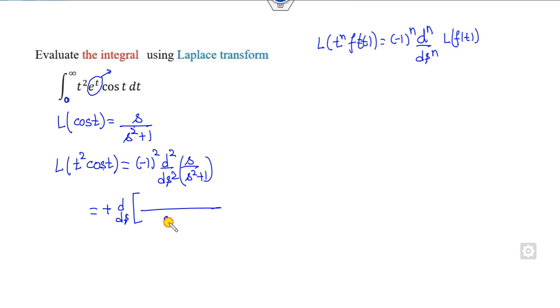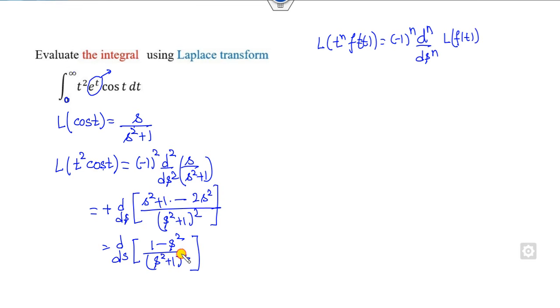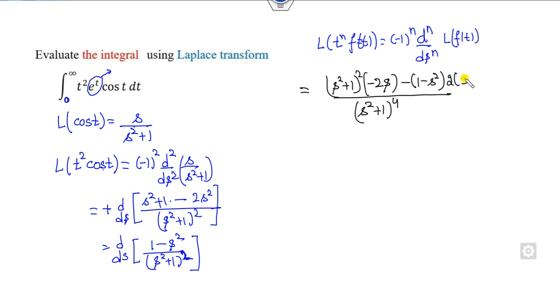So firstly I can find the first derivative. It's s square plus 1 into 1 minus 2s square. So it is d over ds, that is 1 minus s square over s square plus 1 whole square. Fine. Now you can find the second derivative. What is that derivative? Again u over v. So s square plus 1 raised to power 4. So s square plus 1 square. Derivative of this numerator is minus 2s, 1 minus s square. Derivative of this denominator part, so s square plus 1 into 2s.